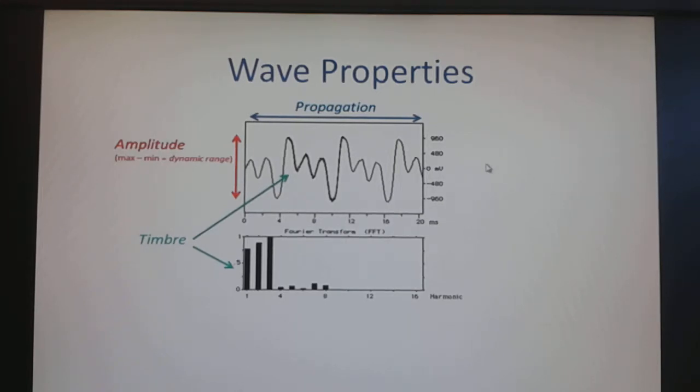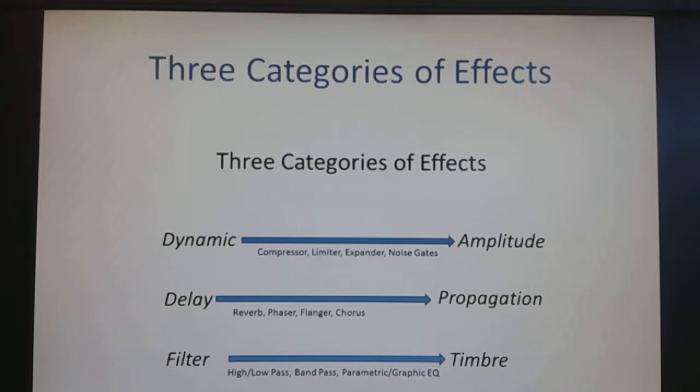Now, three categories of effects, such as dynamics, that refers to amplitude, effects like compressor, limiter, noise gate, expander. Delays, that relates to propagation, like reverb, phaser, flanger, and chorus. And filters refers to timbre, like for example graphic equalizer, bandpass, high or low pass.